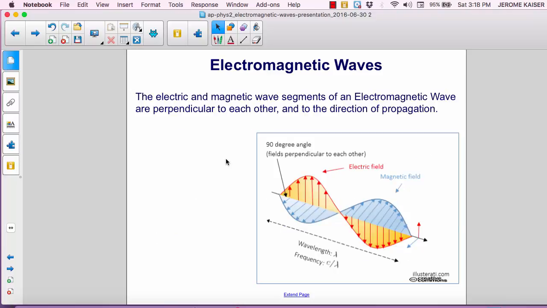The electric and magnetic wave segments of an electromagnetic wave are perpendicular to each other and to the direction of propagation. If you look at the diagram below, you will see the electric field oscillates vertically, while the magnetic field oscillates horizontally, and the direction of propagation is perpendicular to both. Note also that both fields have the same wavelength and the same frequency.